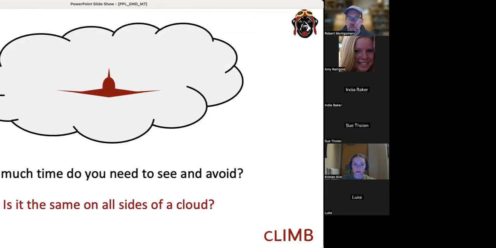So it brings us to a big question. Let's say I'm flying along, right? I'm flying along at the same level as a cloud, and an airplane comes popping out of that cloud. How much time do I need to see and avoid the aircraft?